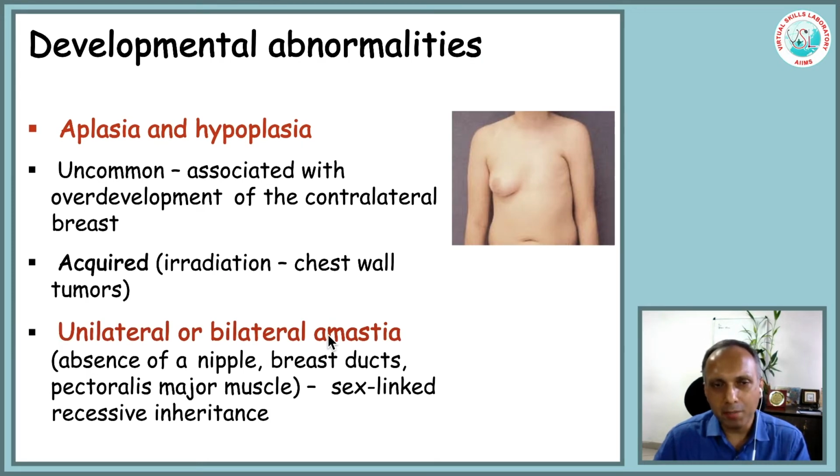Now there are some developmental abnormalities. As you can see in this picture over here, there can be aplasia or hyperplasia. In this there is complete aplasia of the breast. This is an uncommon condition which is associated with overdevelopment of the contralateral breast. Now some of these conditions can also be acquired because of irradiation to the chest wall for treatment of some tumors. And you can also have unilateral or bilateral amastia, which means there is absence of the nipple.